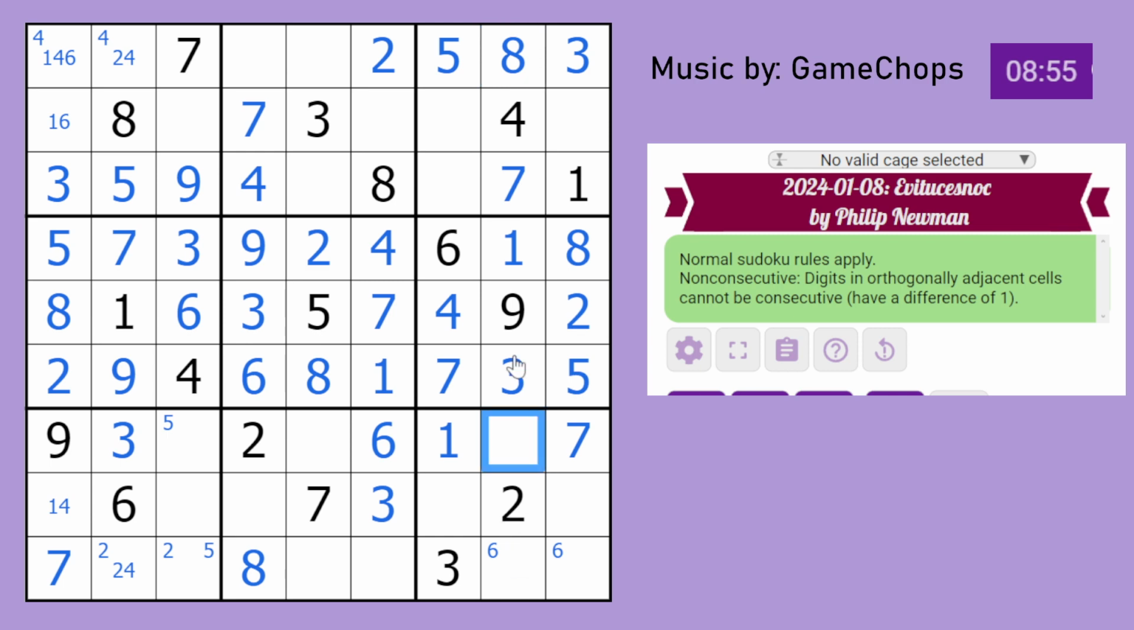I think we do similar things here. Yeah, these are 5 and 6. And 6 can't be there, so that's a 5, that's a 6. This 2 sees that, so that's a 4. This is therefore a 4, making that a 2. 5 can only be here, 5 can't be there, so that's a 5. These are 1 and 8. This 1 sees that, so that's an 8, that's a 1.